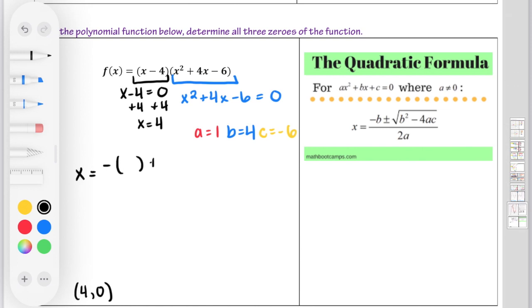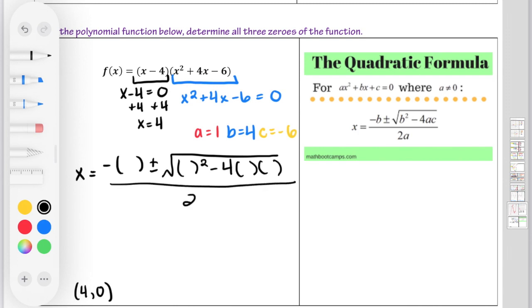I'm going to set up my shell, so I write down my quadratic formula, but every time I see a variable, I replace it with parentheses. And then I'm going to fill in the parentheses with the correct numbers. So first I'm going to fill in the b, so b is 4, so it goes here and here. Minus 4ac, a is 1, c is -6, and 2a, so a is 1, goes down here. Now I just have to simplify.